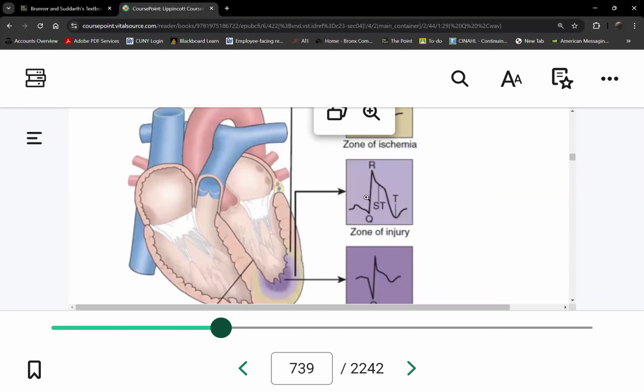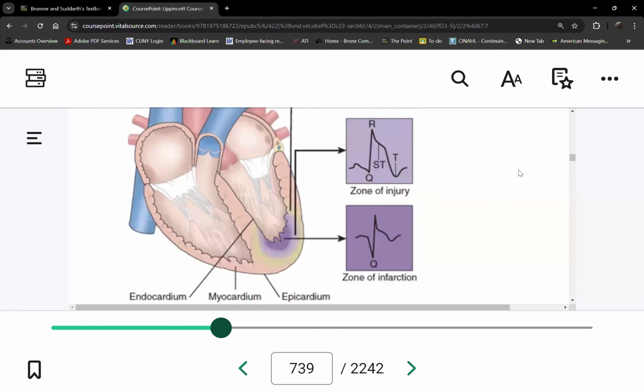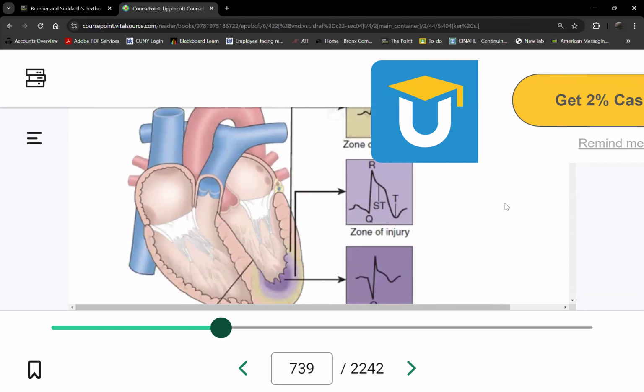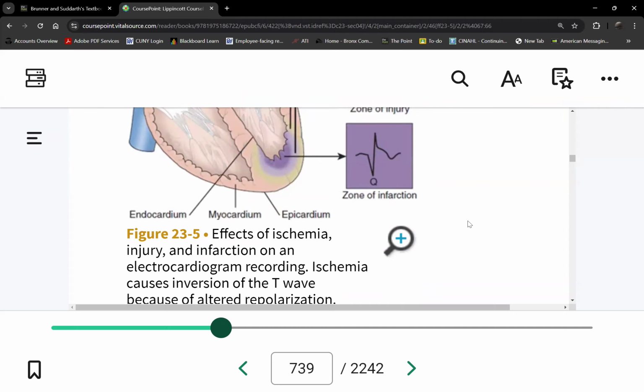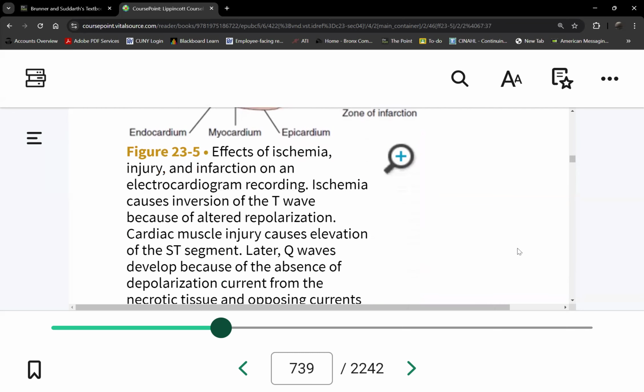So here are your illustrations. So you have here an inverted T wave. These are the characteristics of an MI. You've got inverted T wave, you have ST elevation, and then you have pathologic Q. So here you have all three: pathologic Q, ST elevation, and T wave inversion.